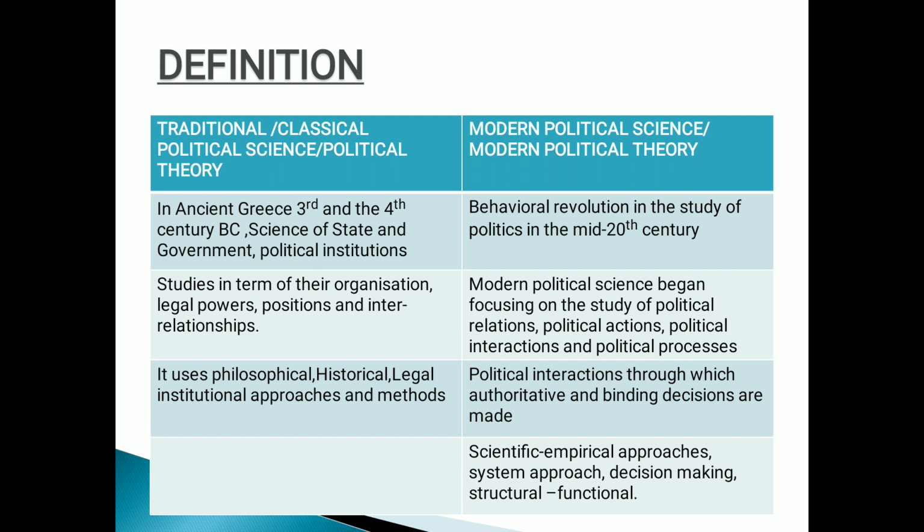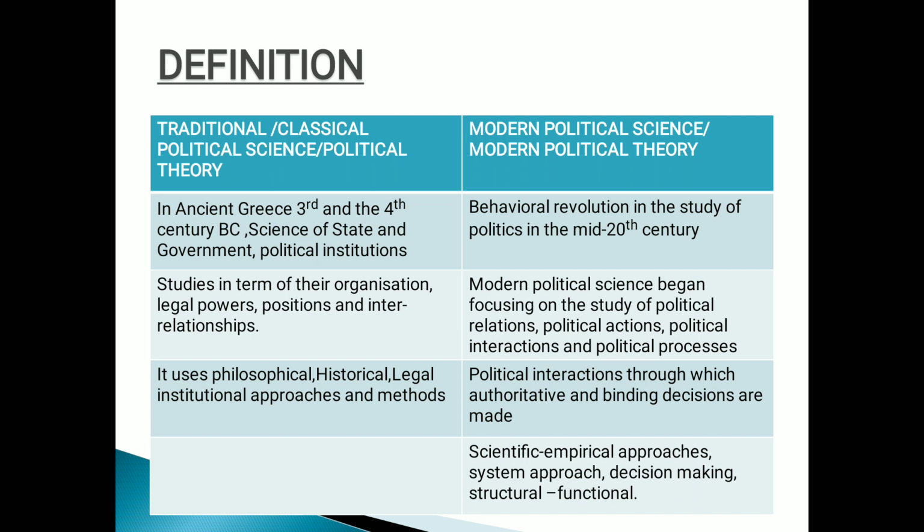Now the very first thing, in ancient Greece, in the 3rd and the 4th century BC, it was the science of state and government and political institutions. That means political science is both a very old as well as a new discipline or stream, right? Its historical roots date back to ancient Greece, during the times of Plato and Aristotle, right? And obviously, its new and modern form is the modern political theory, popularly described as the scientific behavioral theory of politics, that I'll be explaining to you later on.